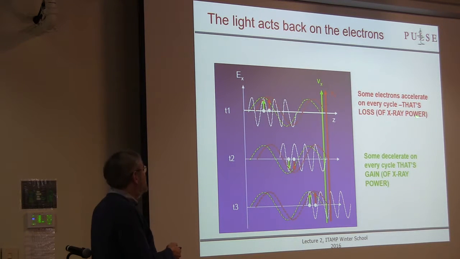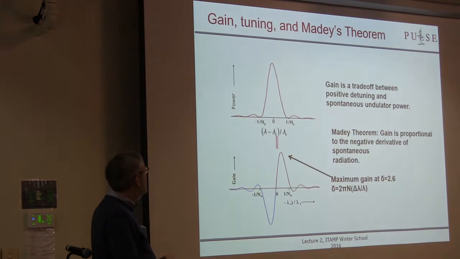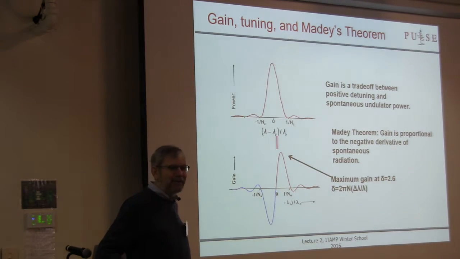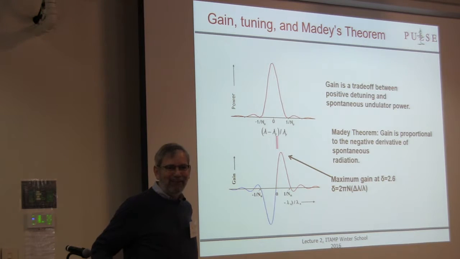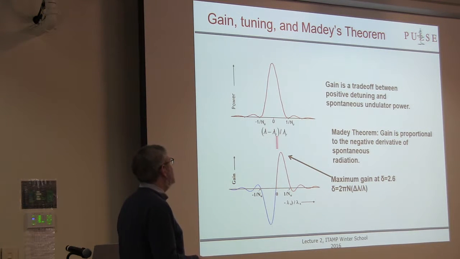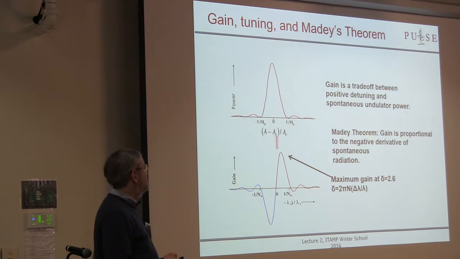Some electrons accelerate at every cycle, and when they accelerate at every cycle, that's loss, because it's loss of X-ray power. Some decelerate at every cycle, that's gain of X-ray power. So you've got to balance loss and gain, and you would rather have gain win. Your goal is to have it be gain, not loss, right? Not both. So gain is a trade-off between detuning and spontaneous undulator power.